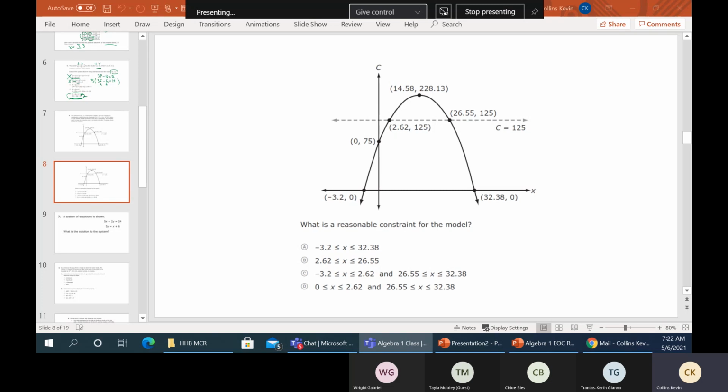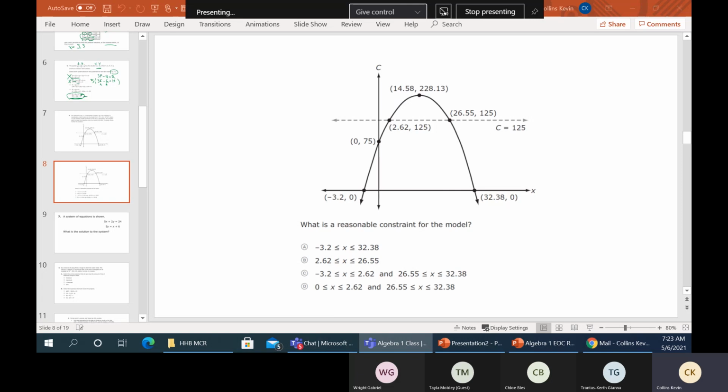Okay, so we have an answer of B. What about the rest of you? Do you agree? Do you disagree with that? What do you think? So let's look at B. We start here at 2.62, and it goes up, and then it comes down over here at 26.55. Now, this is above the cost of 125,000, right? So this is more cost than they want to spend. So this is not your guy, because this is above the cost they're looking for.